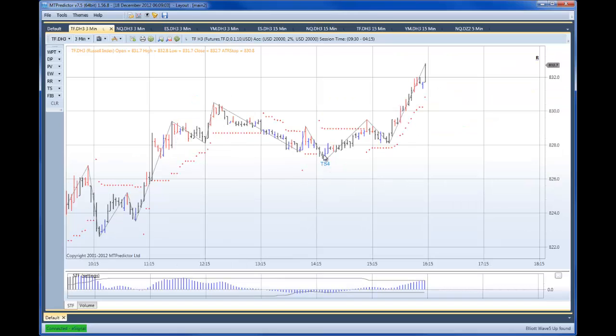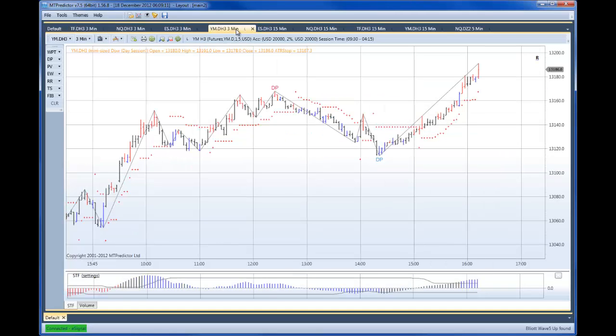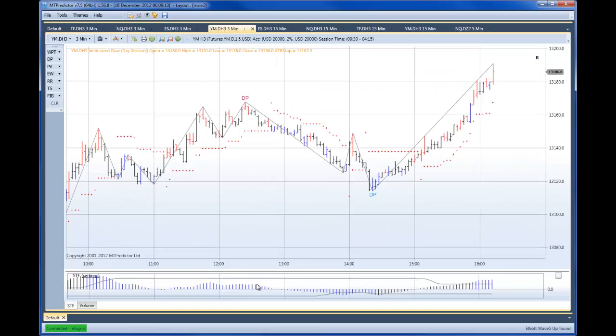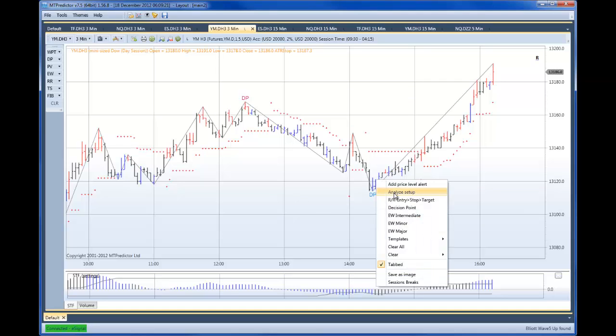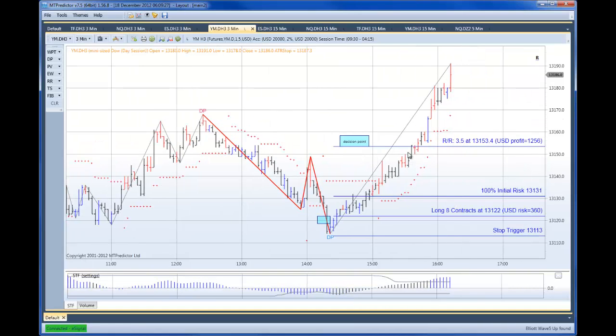Russell Index, a lovely TS4 buy setup there. Analysis shows the potential profit going up into the first target there. And on the YM, again, we had the situation where the STF was blue. So only advanced traders would have been considering this sell setup here. However, all MTPredictor traders would have been considering this DP buy, because it was on a black STF. Market went into the first target for a plus 3.5R profit.